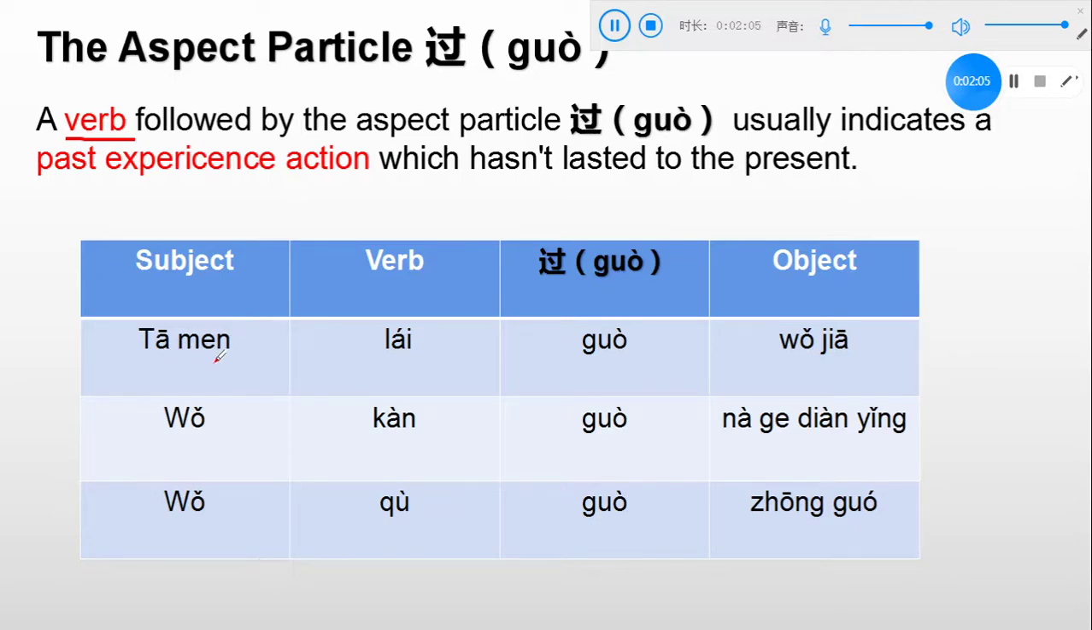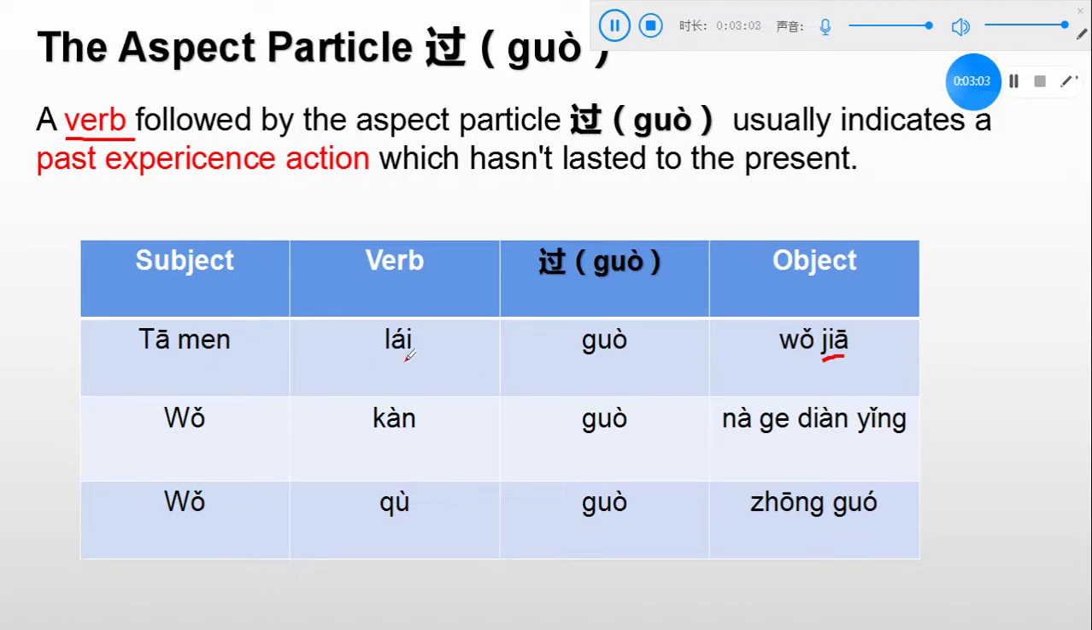First one, 他们来过我家. 他们 as a subject means they. Verb: 来什么意思？来 means come, like come here. Object: 我家. 家 is a word that we learned in level 1 class. It means house or family. So 我家 means my family or my house. Do you still remember this sentence? 你家有几口人？How many family members do you have in your family? So example 1, 他们来过我家.